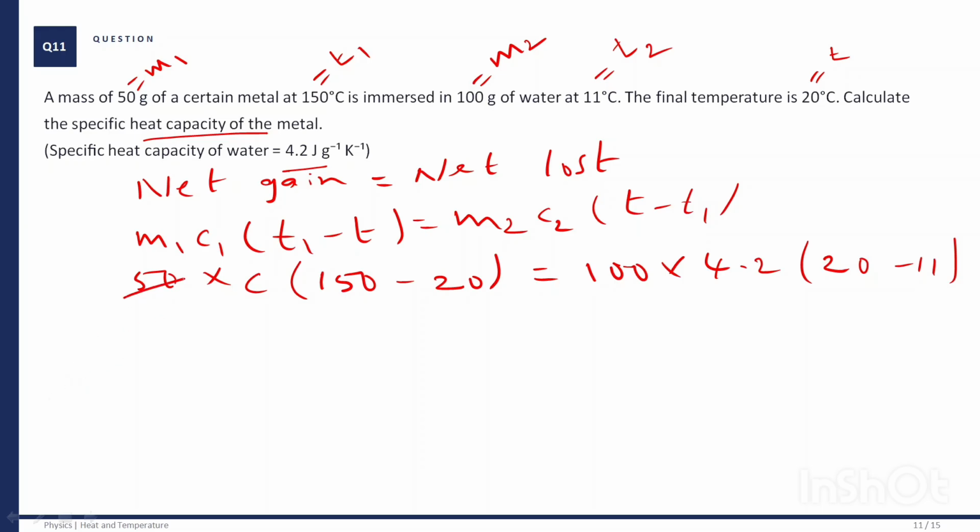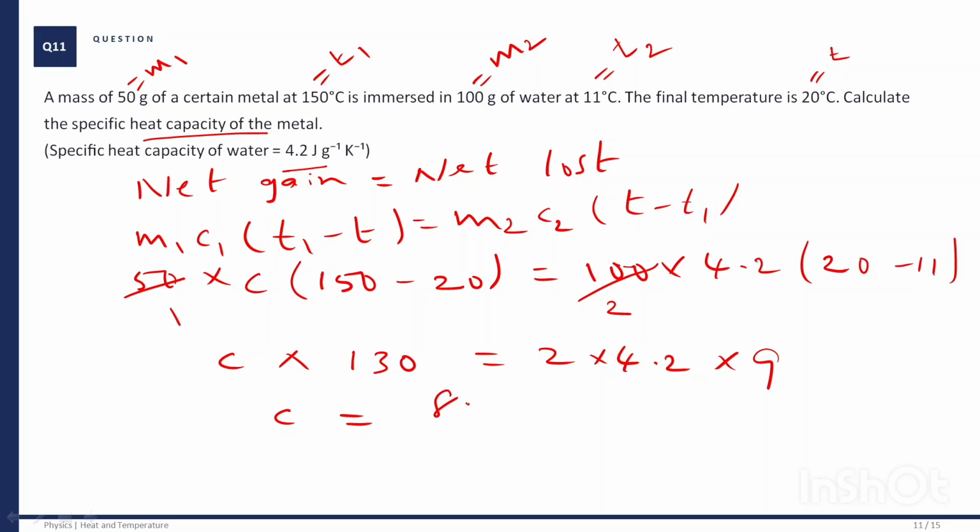Okay, here I will do the cancellation. 50 and 100. So C equal to, if you subtract 150 minus 20, I will get 130. So C into 130 equal to 2 into 4.2 into 9. C equal to 8.49 by 130. Let's multiply and divide it.